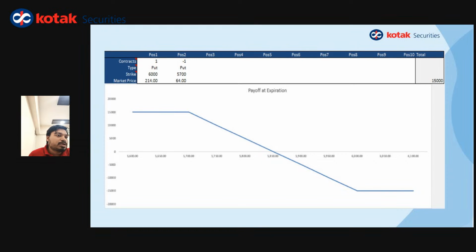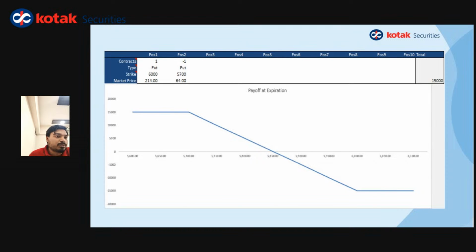On this day, I have taken the closing prices of both the options. The 6000 put option closed at 214, which we bought, one lot of put option at 214. Simultaneously, we sold one lot of put option with the strike price of 5700 at rupees 64. So 214 minus 64 is 150 rupees. The net premium paid is 150 multiplied by 100, since the lot size of the crude futures and options is 100.